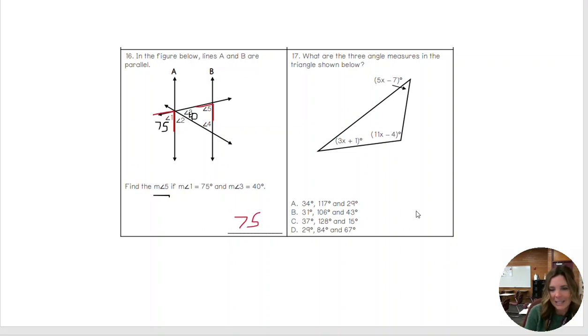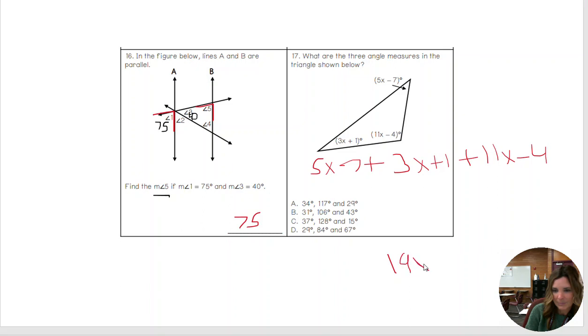Okay, number 17. All three of these angles needed to add together to equal 180. So you should have done 5x minus 7 plus 3x plus 1 plus 11x minus 4. And all of those need to equal 180. So 5, 8, 19x. And a negative 7 and a negative 4 is a negative 11. A negative 11 plus 1 is a negative 10. And then those need to equal 180.